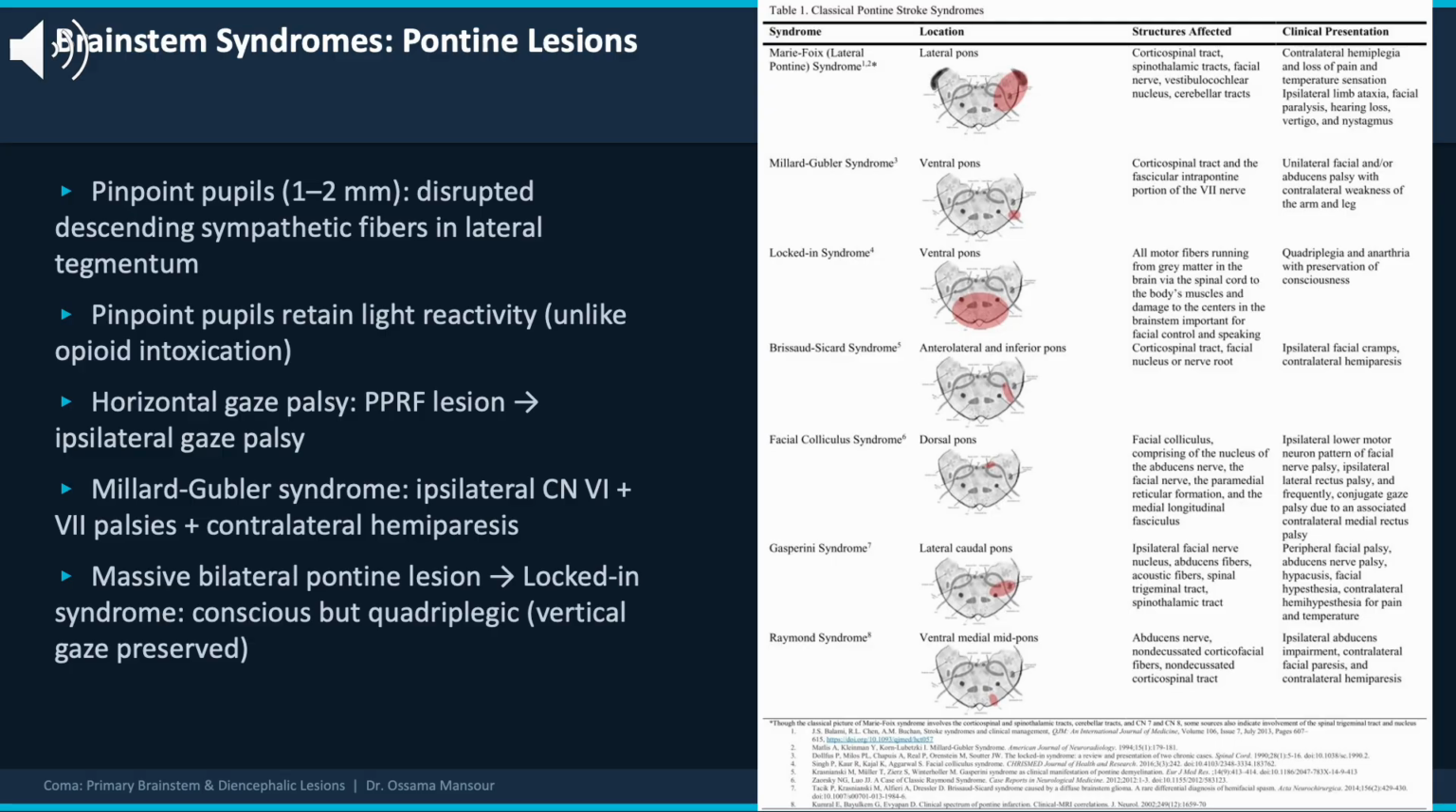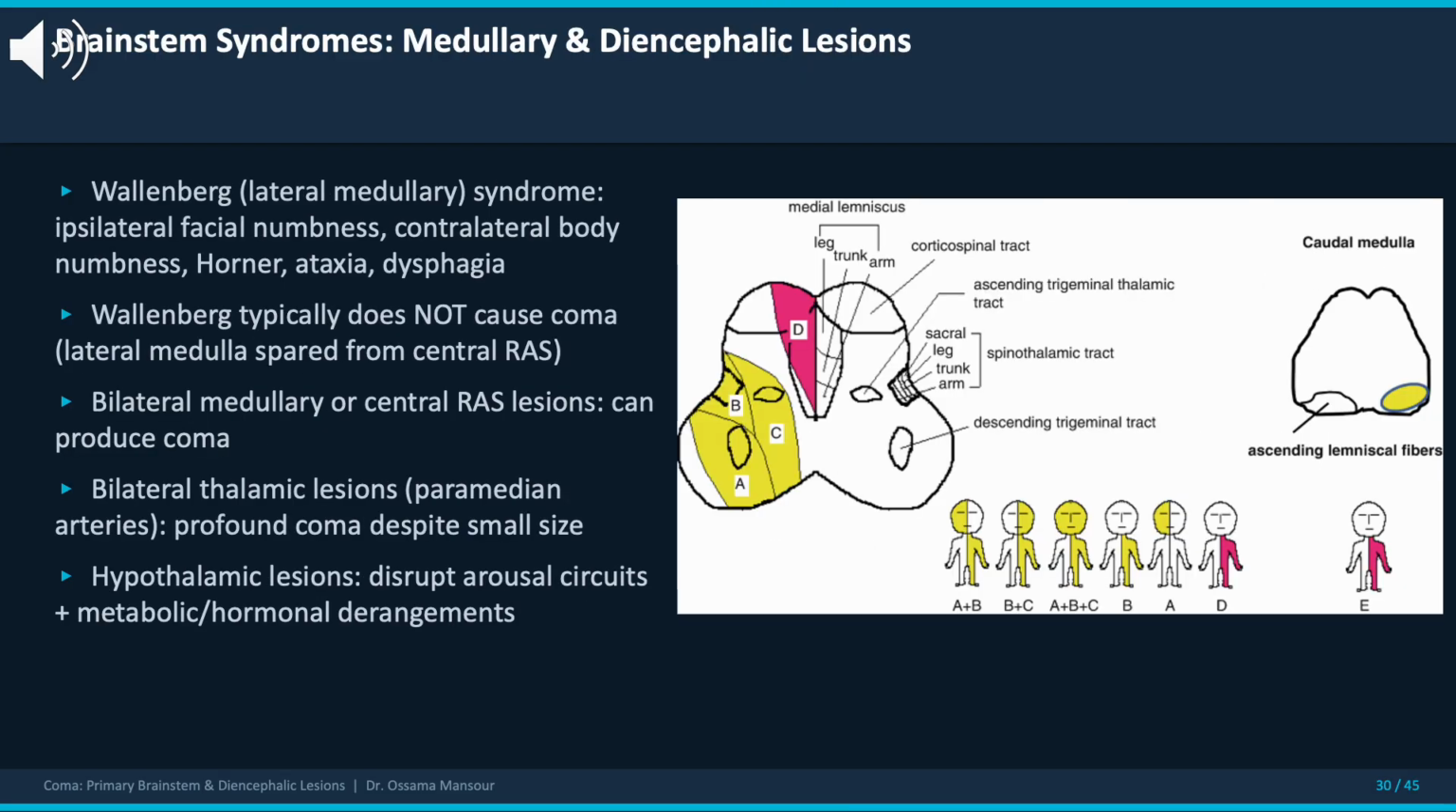Large bilateral pontine lesions, such as massive pontine hemorrhages, can produce the devastating locked-in syndrome, where the patient is conscious but completely paralyzed except for vertical eye movements and blinking, which are controlled by midbrain structures above the lesion. Completing our survey of brainstem syndromes, let's examine medullary and diencephalic lesions. The medulla contains the vital centers for cardiovascular and respiratory control, so lesions here can be immediately life-threatening.